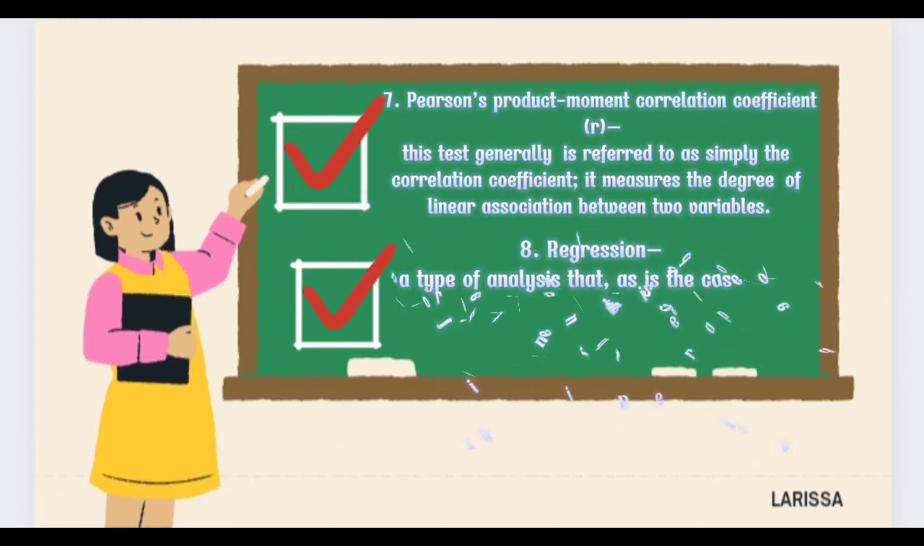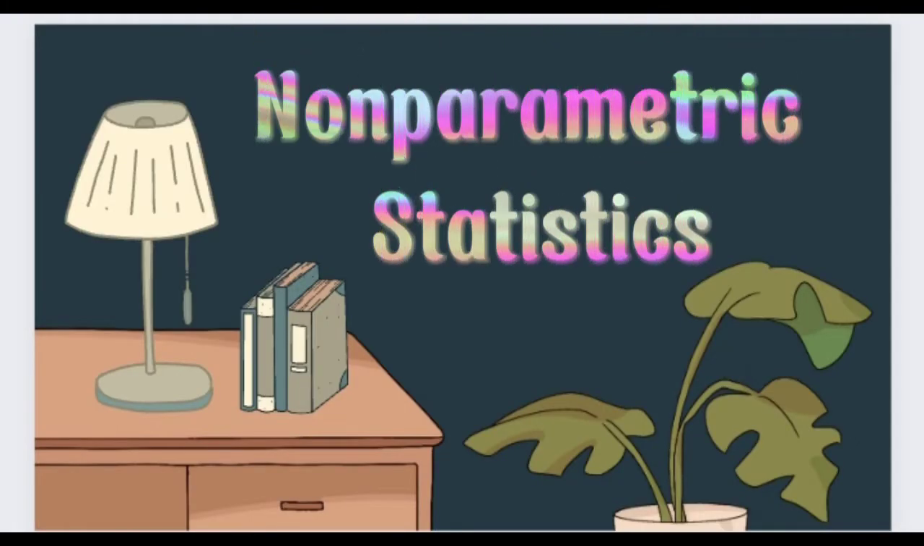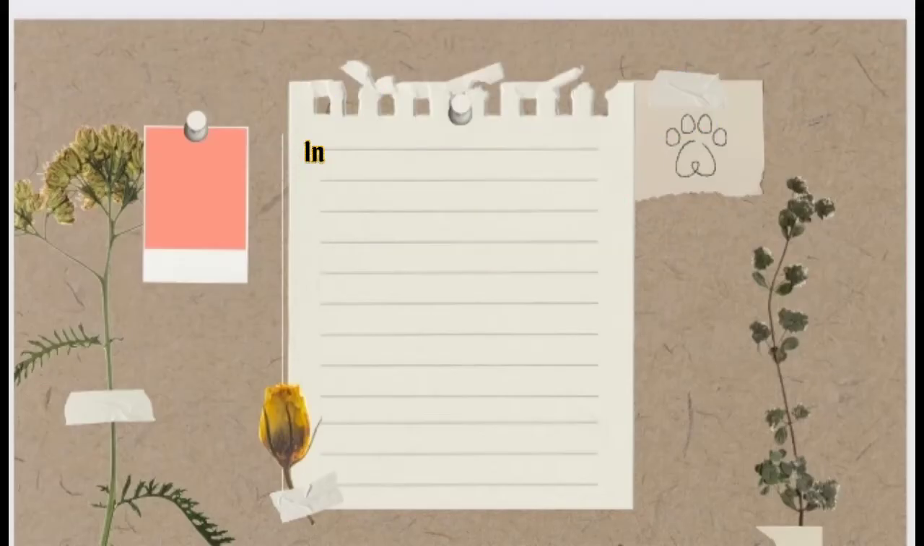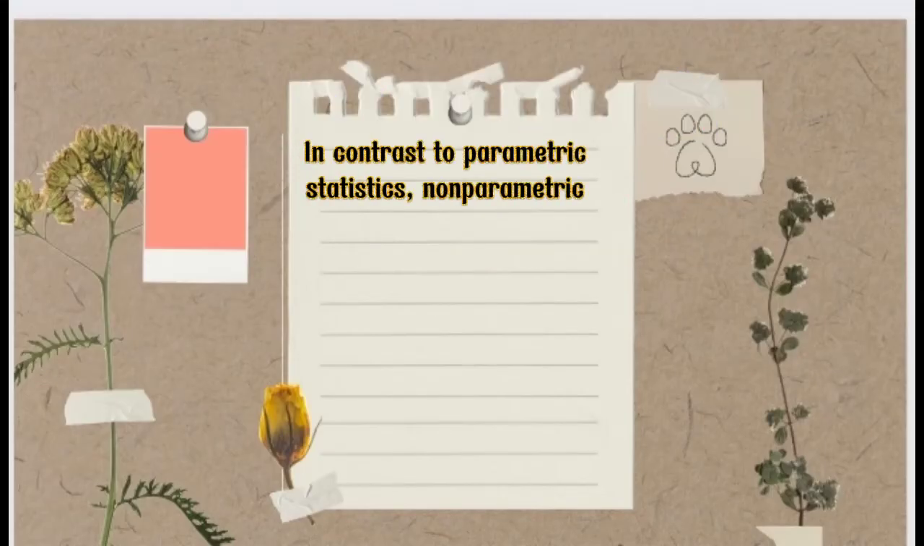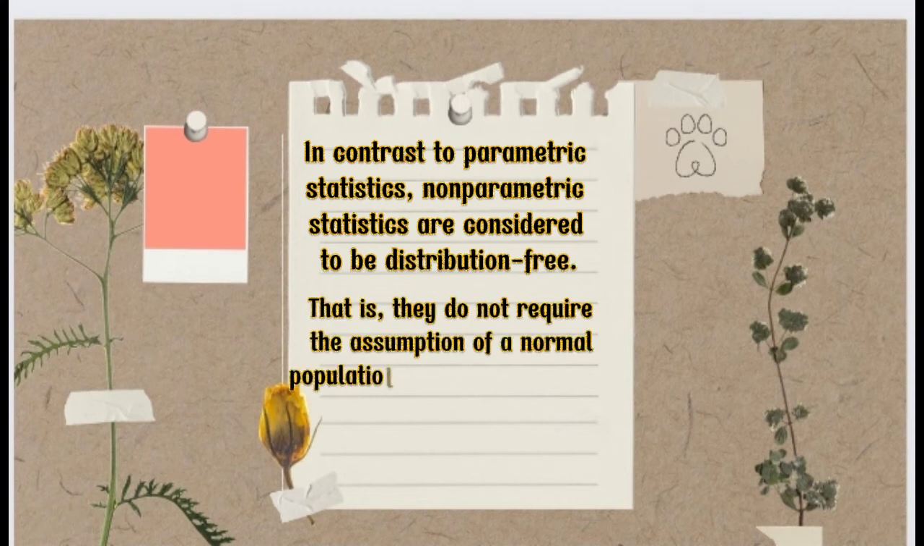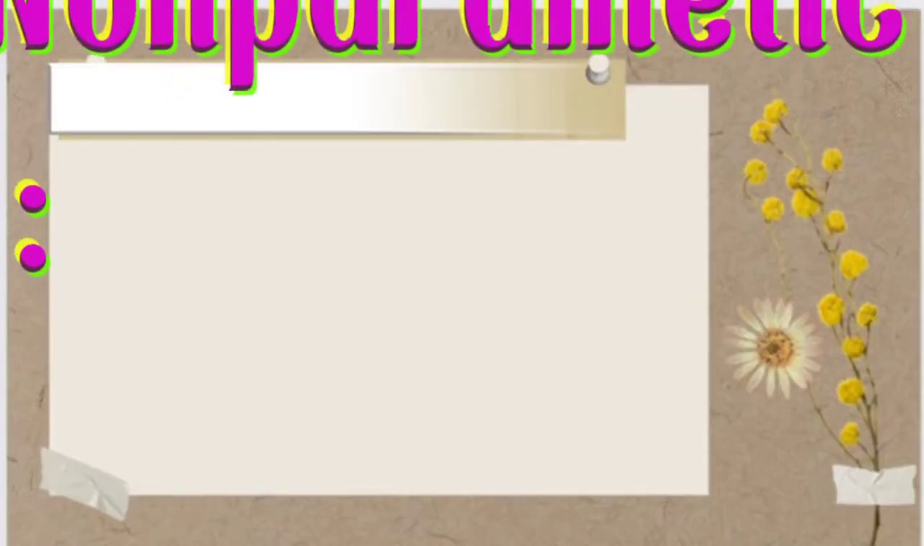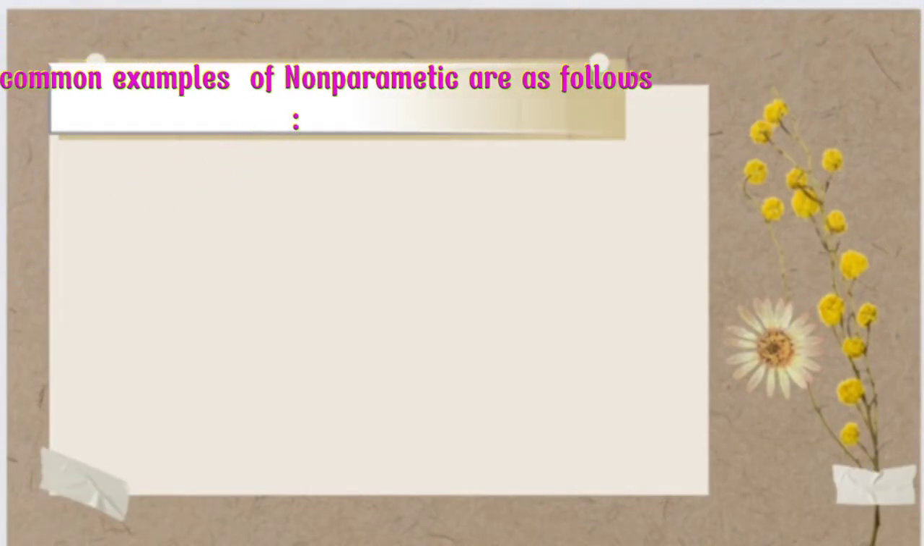8. Regression. A type of analysis that, as is the case for correlation, can be used for descriptive and inferential purposes. Non-parametric statistics. In contrast to parametric statistics, non-parametric statistics are considered to be distribution-free. That is, they do not require the assumption of a normal population and, therefore, are often used with smaller samples. 5 common examples of non-parametric tests are as follows.